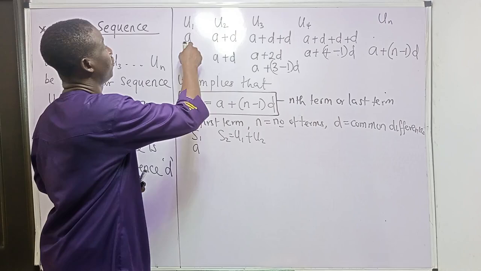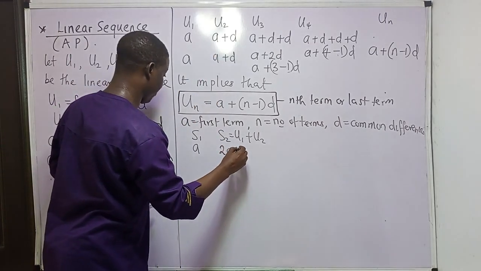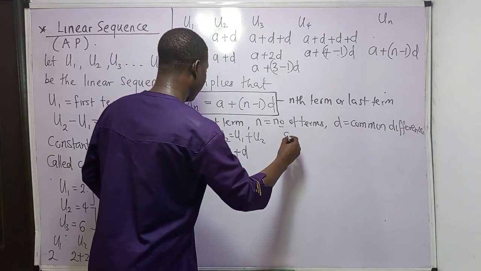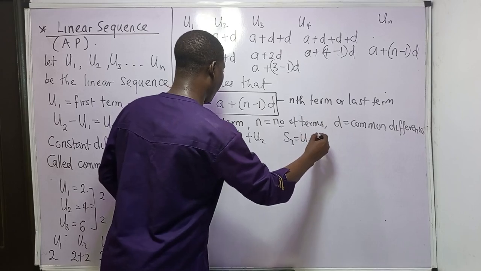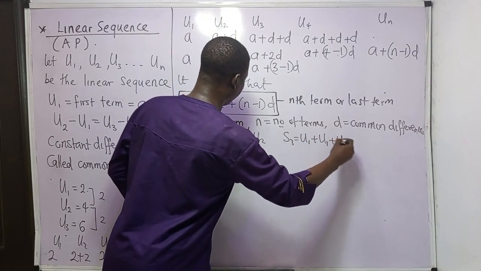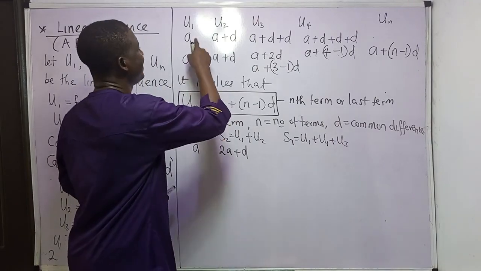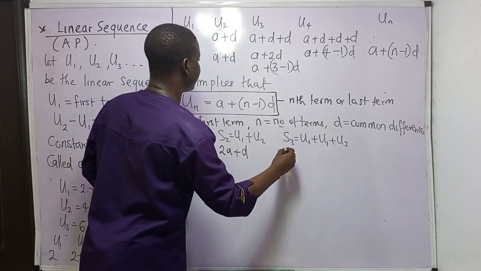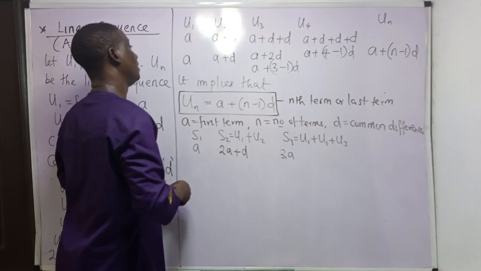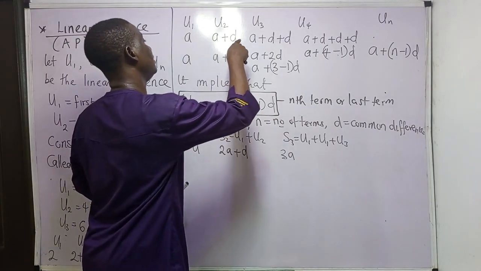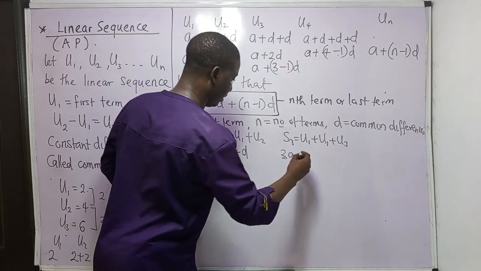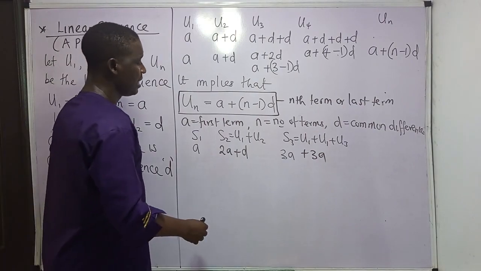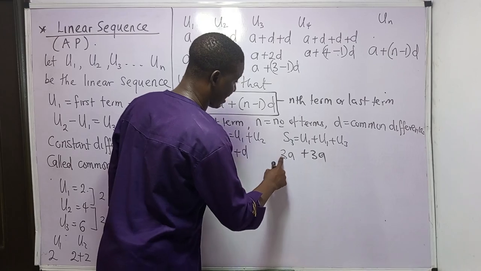So what does this plus this give us? 2A plus D. Now what is S3? S3 is U1 plus U2 plus U3. That is S3 for you, which is this plus this plus this. A plus A plus A will give us 3A. Then D plus D plus D will give us 3D. Now if you check very well, using a word, we can write it as this.